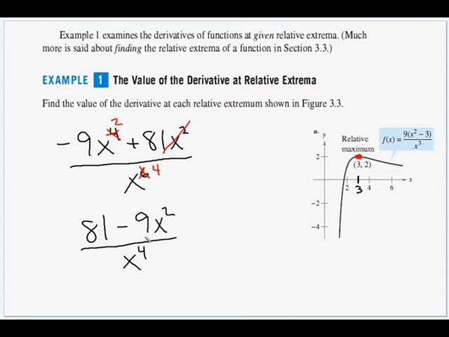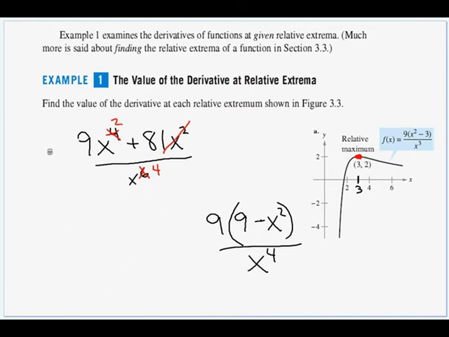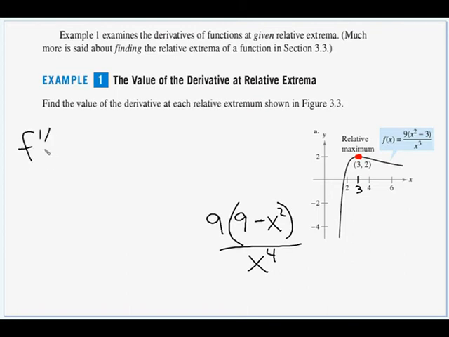And I can see here I can factor a 9 out of that numerator also. I pull a 9 out of there, and I'm going to have 9 times the quantity 9 minus x squared, all over x to the fourth. So we have the derivative. This is f prime of x. f prime of x is equal to this quantity.